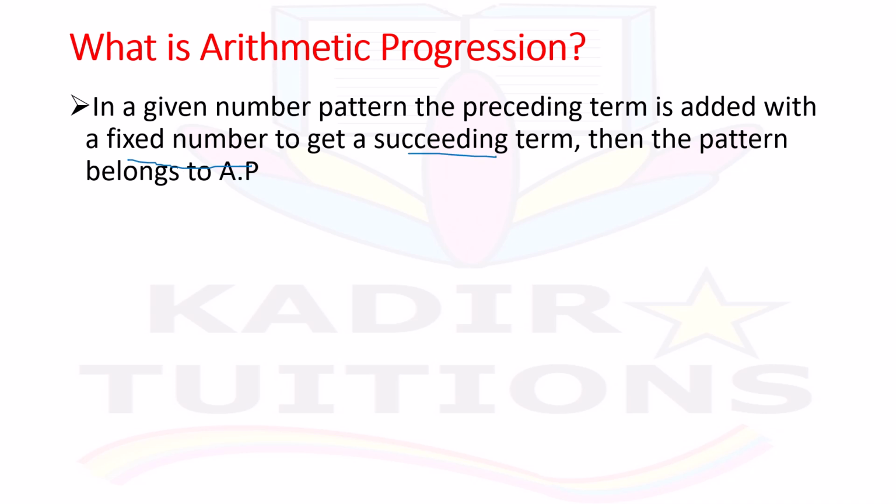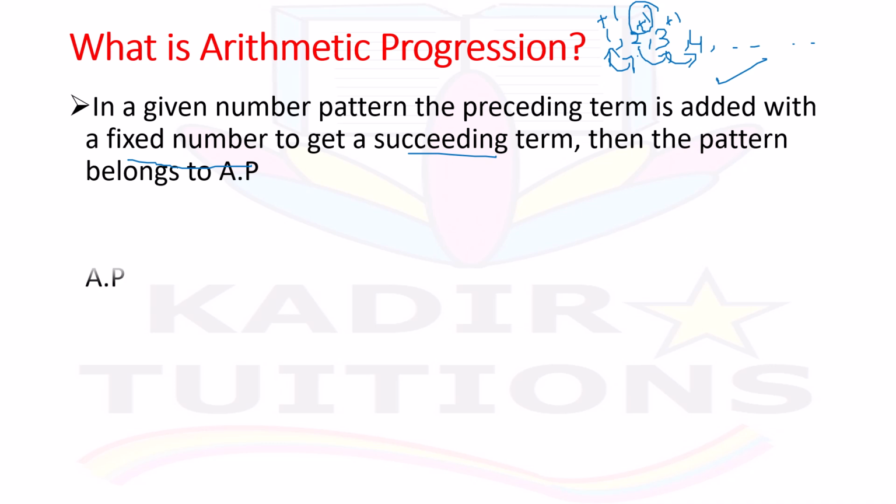a succeeding term. So just consider 1, 2, 3, 4. It's a number pattern. So here for 2, 1 is a preceding term. With 1, I'm going to add a fixed number, which is plus 1, so that I'll be getting 2. With the 2, again we are going to add 1, because 2 is a preceding term for 3. So again I'm going to add the fixed number 1 so that we are getting the succeeding term 3. And 3 plus 1 we are getting 4. Yeah, this is satisfying the rule, so it's an AP.